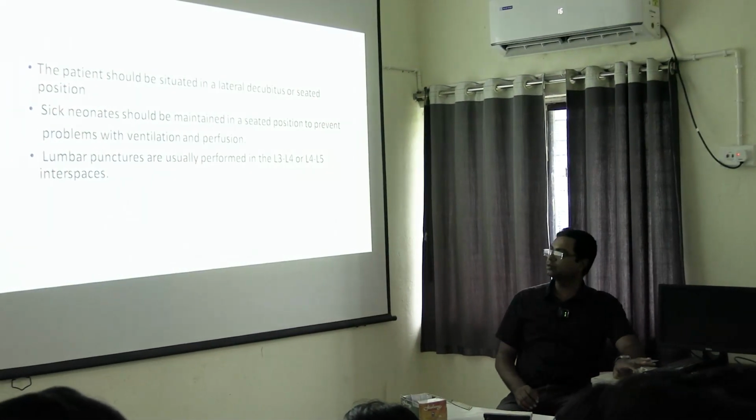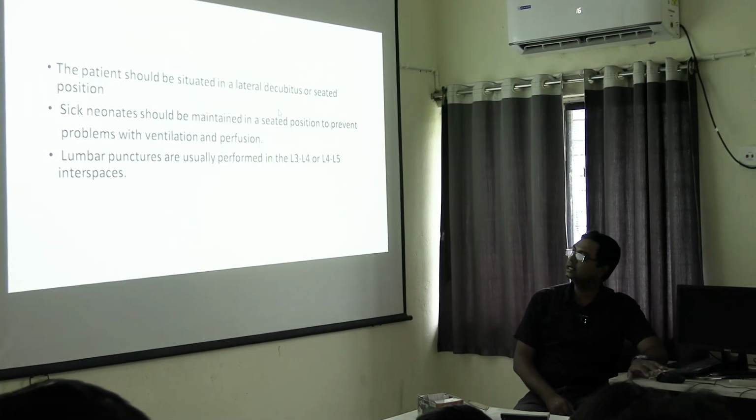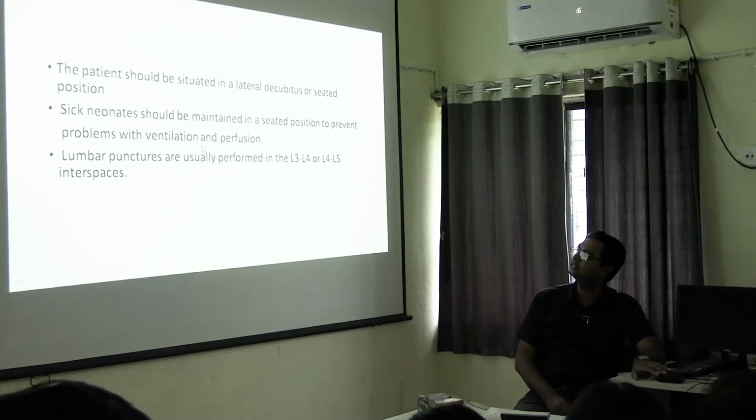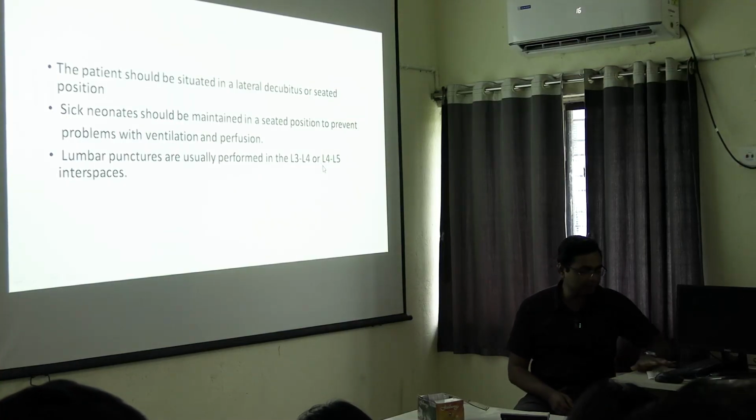সো এগুলো যেটা বললাম, the patient should be situated in lateral decubitus or seated position. Sick neonates should be maintained in a seated position to prevent problems with ventilation and perfusion. And lumbar puncture is usually performed in L3, L4 or L4, L5.